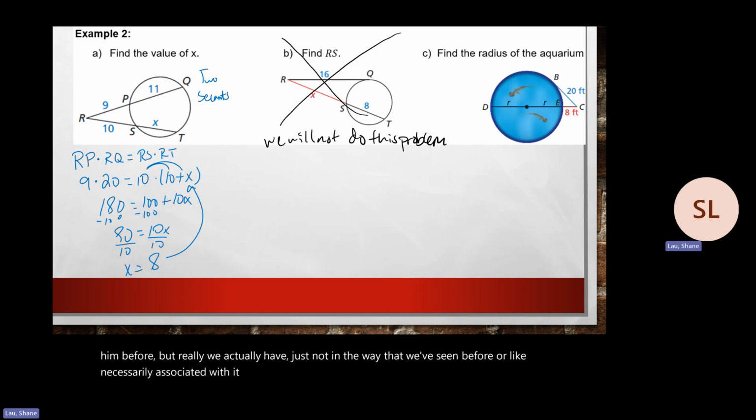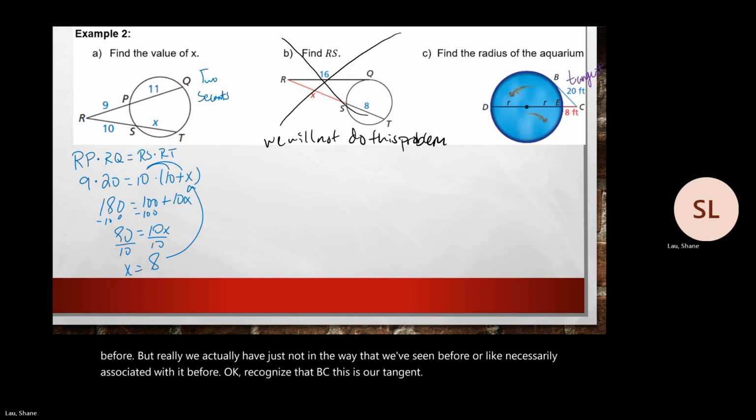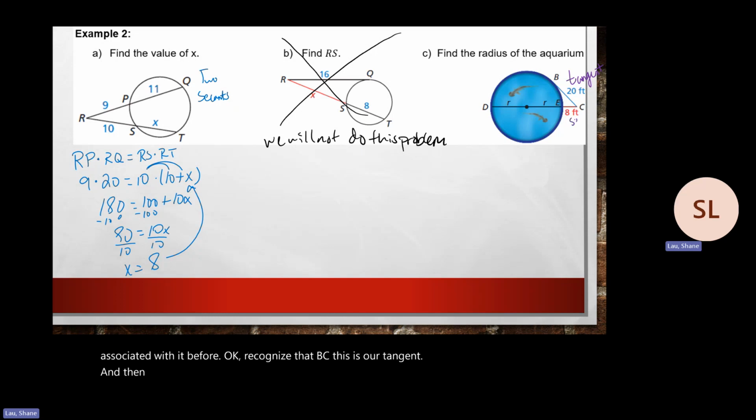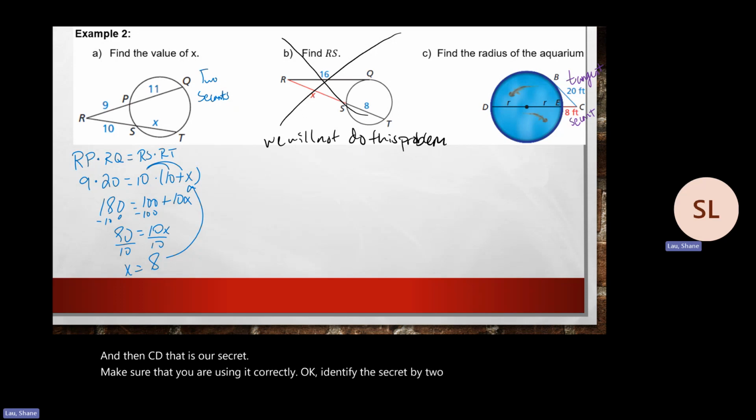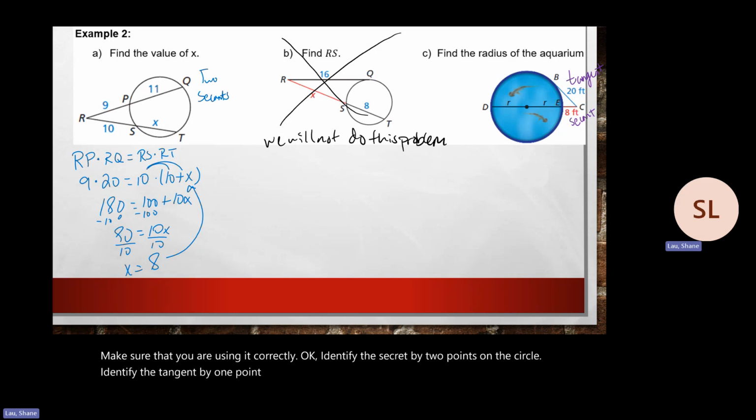Recognize that BC, this is our tangent. And then CD, that is our secant. Okay, so even though it's the diameter, or at least that's what DE looks like to be the diameter, and it is, make sure that you are using it correctly. Identify the secant by 2 points on the circle, identify the tangent by 1 point on the circle, and then chords, of course, are going to be on the inside. So make sure you don't get that mixed up.